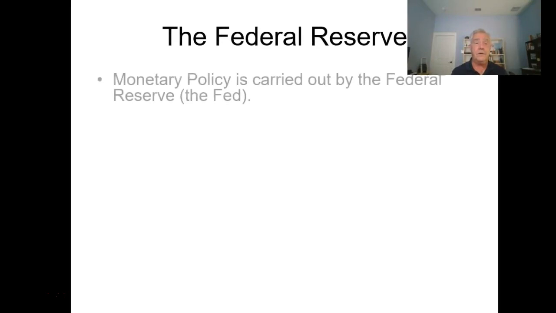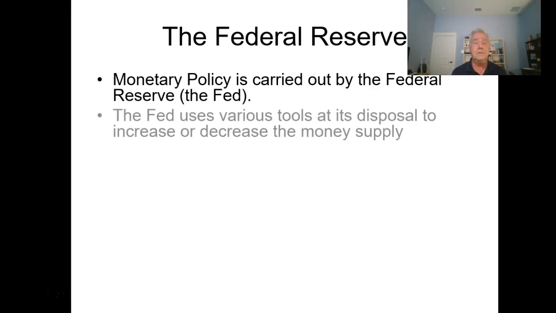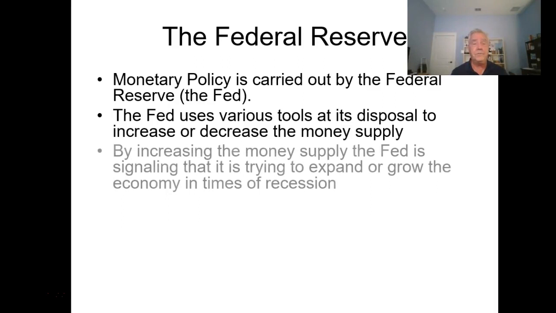Okay, so the Federal Reserve. Monetary policy is carried out by the Fed. The Fed uses the tools we just went through to increase or decrease the money supply. They want to increase the money supply if we're in a situation of unemployment and we want growth. They decrease the money supply if we've got too much growth and the resulting inflation. They want to decrease the money supply. That's what they go after.